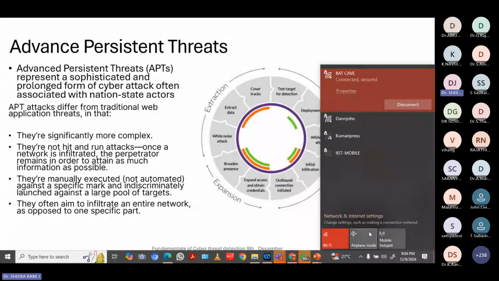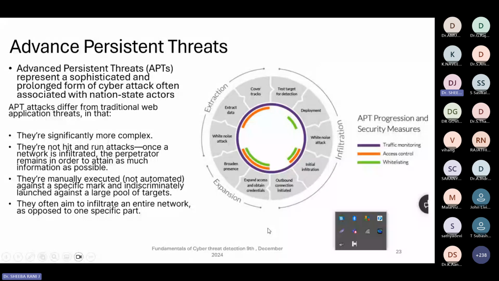The next type of attack is advanced persistent threats. What are advanced persistent threats? Advanced persistent threats represent a sophisticated and prolonged form of cyber attack, often associated with nation-state actors. APT attacks differ from traditional web application threats in that they are more complex. They require three different steps: infiltration, extraction, and expansion.